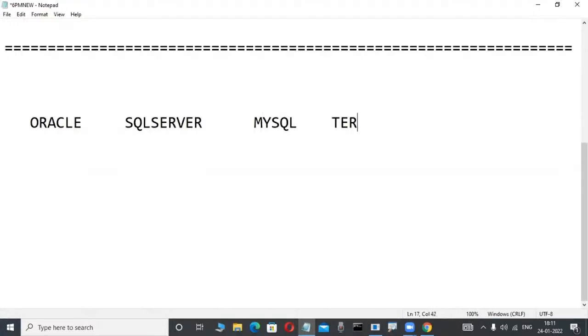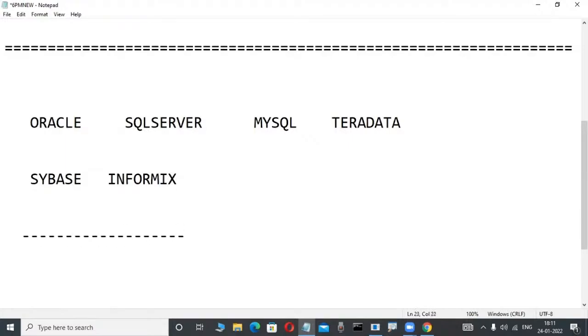Again, Teradata is a product from NCR Corporation. Again, Sybase is a product from Ingres Software. Okay, like this only so many products are there. All these products are relational databases, or these products are implemented based on the relational data model.